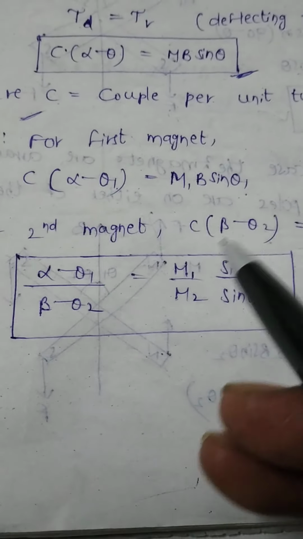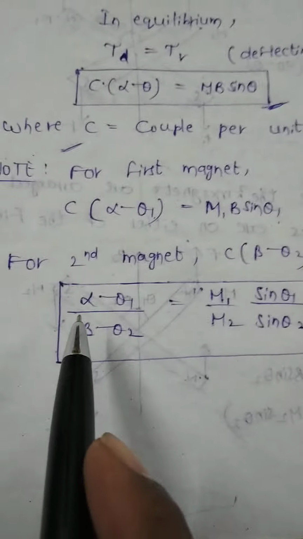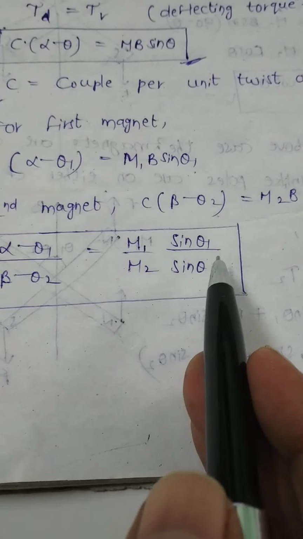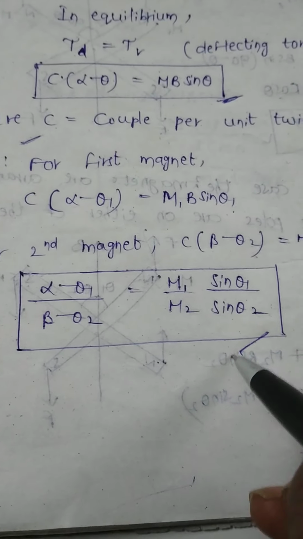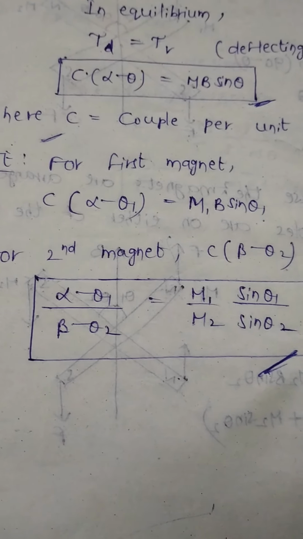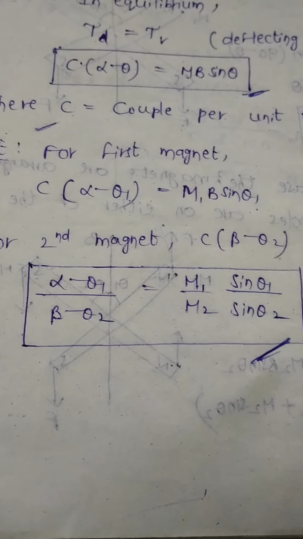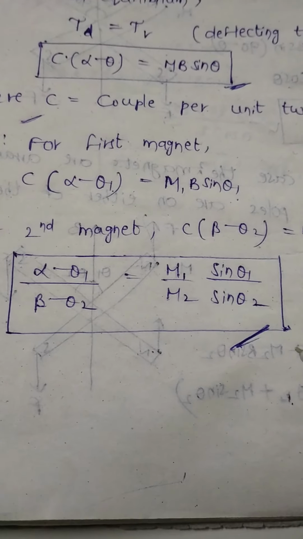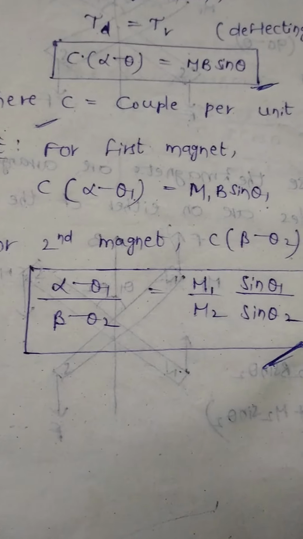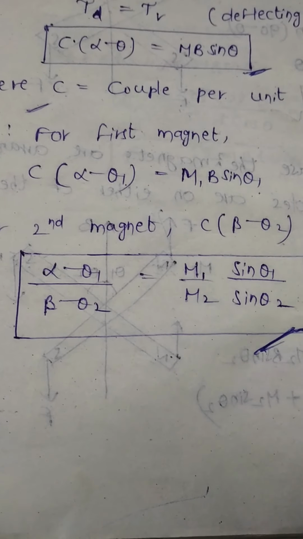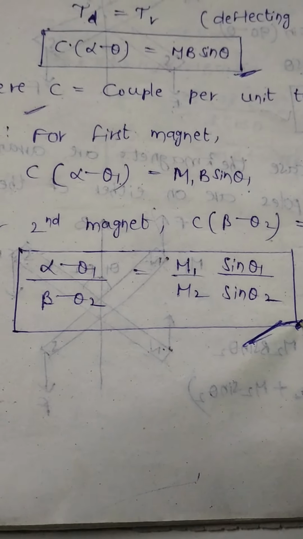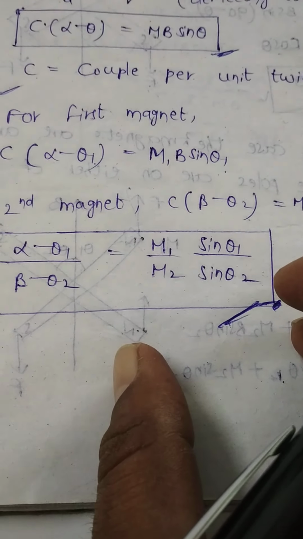Now dividing these two equations, C and C cancel. Alpha minus theta 1 by beta minus theta 2 is equal to M1 by M2 into sin theta 1 by sin theta 2. On this formula there are one or two problems in module 2 as well as module 3, but most of the students could not solve these problems related to this formula. So try to understand and try to imagine this application very clearly. Okay?